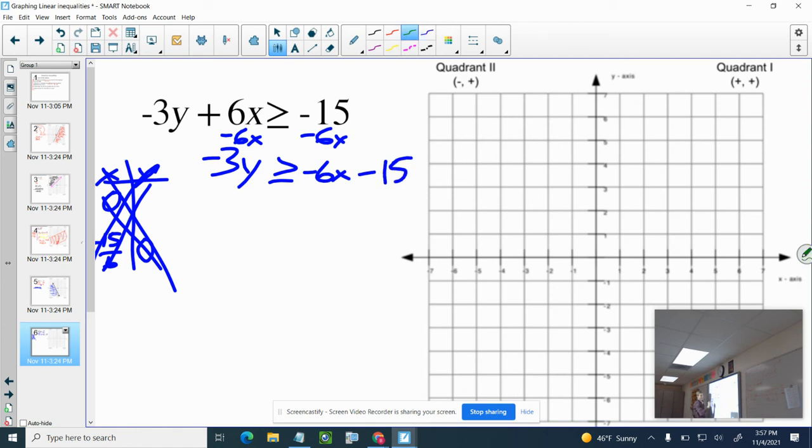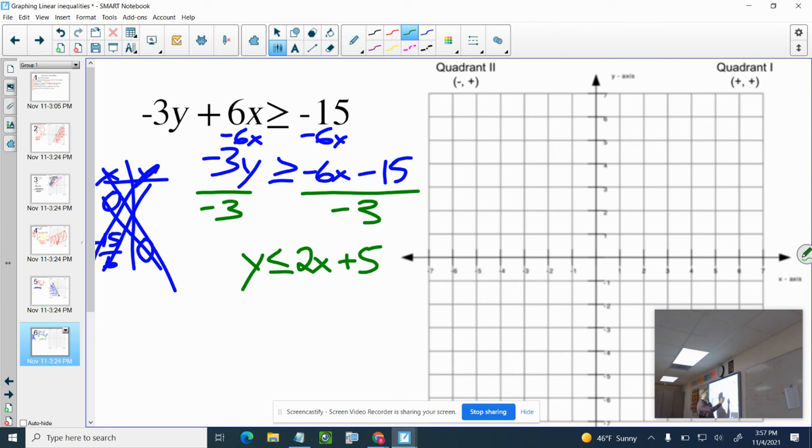And then my next step is going to be dividing. And you notice I'm dividing by negative 3. Well, when I divide by a negative number, we flip. And then I go ahead and divide. Negative 6 divided by negative 3 is 2x. Negative 15 divided by negative 3 is 5. So I'm going to go ahead and graph this. 5 is right there. Goes up 2, over 1.